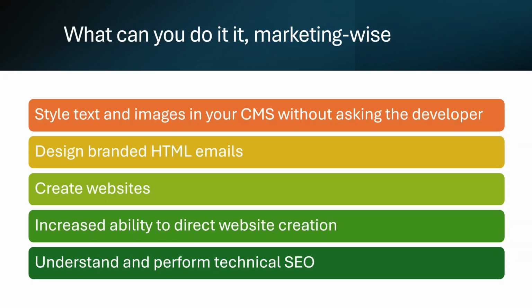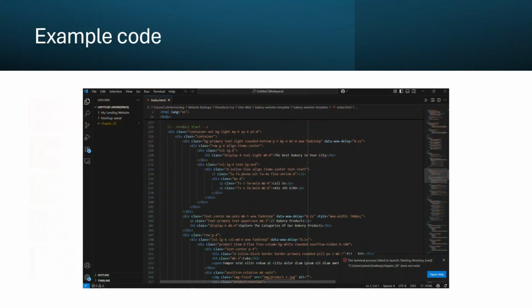And of course, you can get into digital marketing in a deeper and more effective way, such as understanding and performing technical search engine optimization, so you can understand exactly what's happening under the hood. So, what does it mean? That you can make your website faster, you can see where the problems are, you can check the link validity, etc. Now, this is an example code.